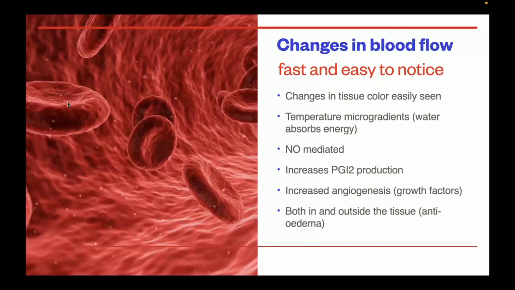A common phenomenon under these three effects, and probably one of the first things we see in the tissues, is the change in blood flow. When we treat a wound, for instance, the color of the tissue is not the same before and after the laser therapy. So the change in blood flow is pretty fast, and it's mediated both by temperature microgradients and a release of nitric oxide and prostacyclin.